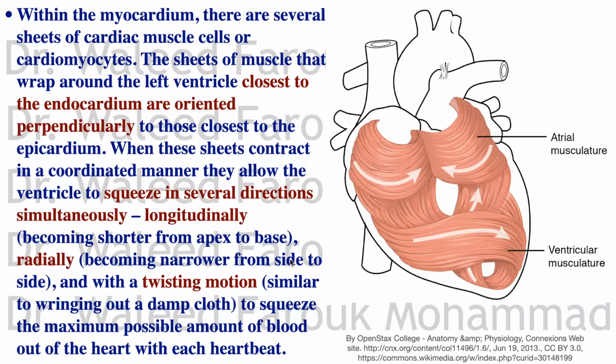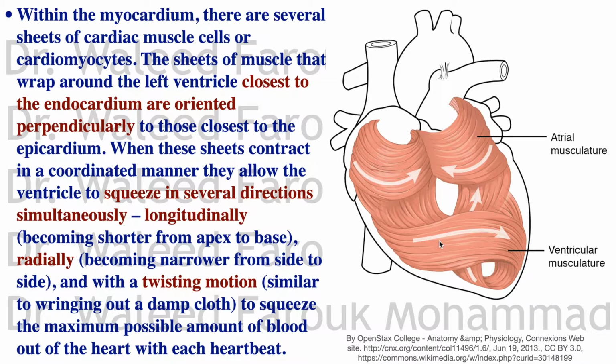The sheets of the myocardial muscle that surround the left ventricle, for example, are arranged so that those closest to the endocardium are oriented perpendicular to those closest to the epicardium, as you can see here. This is to make sure that there is symmetrical and efficient contraction of the heart to squeeze the blood inside in several directions simultaneously.